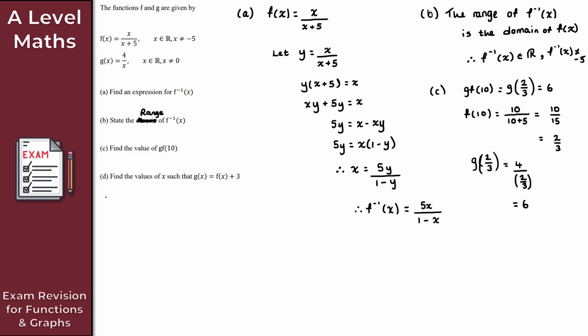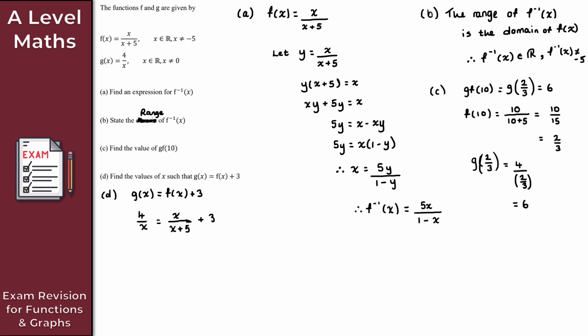And then finally we have part D. So for part D it says find the values of x such that g of x is equal to f of x plus 3. So let's write that down here. So g of x is equal to f of x plus 3. So g of x is 4 over x. I get 4 over x is equal to f of x, which is x over x plus 5. So x over x plus 5. And then don't forget here the plus 3. Okay, like so there.